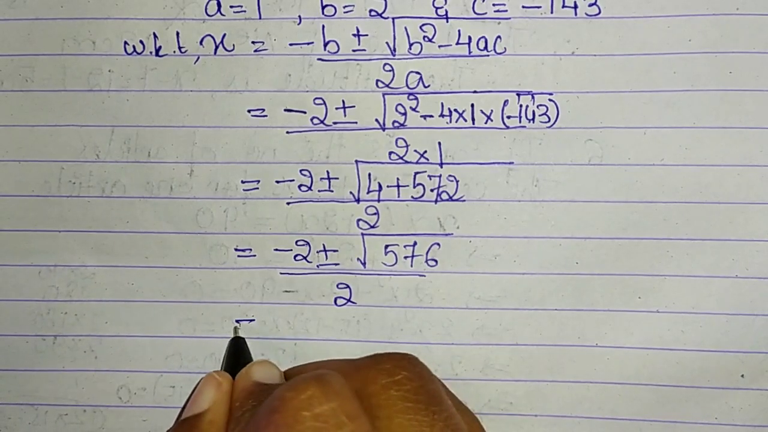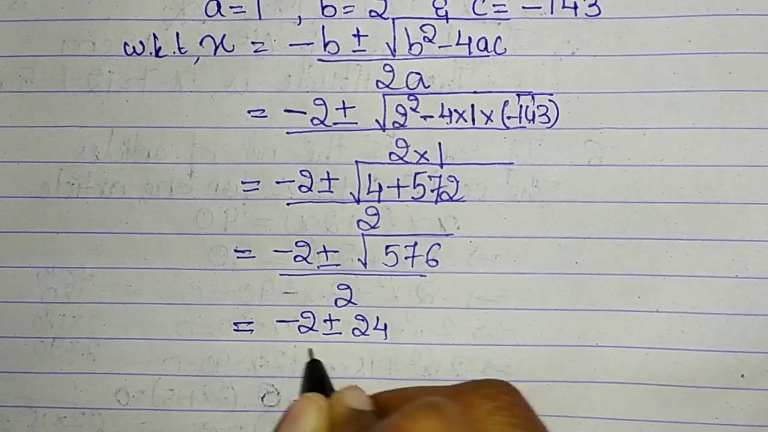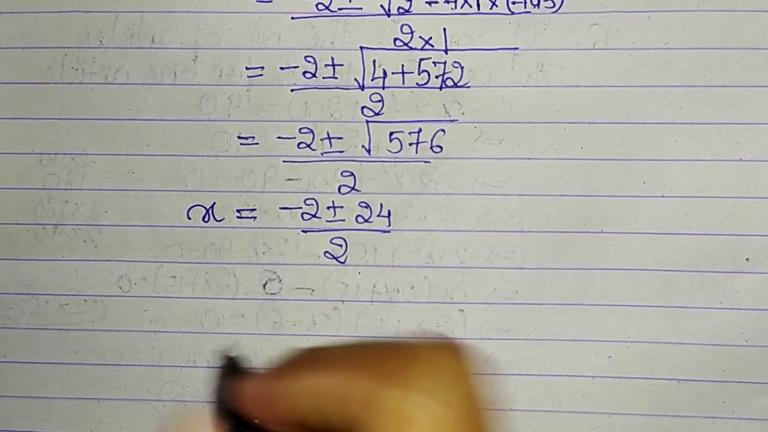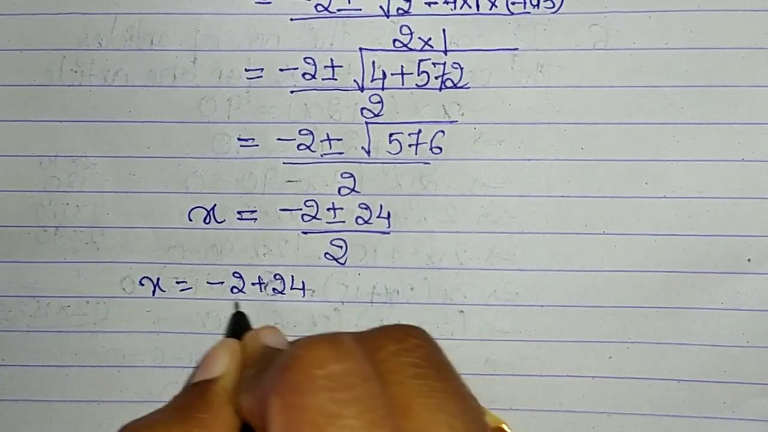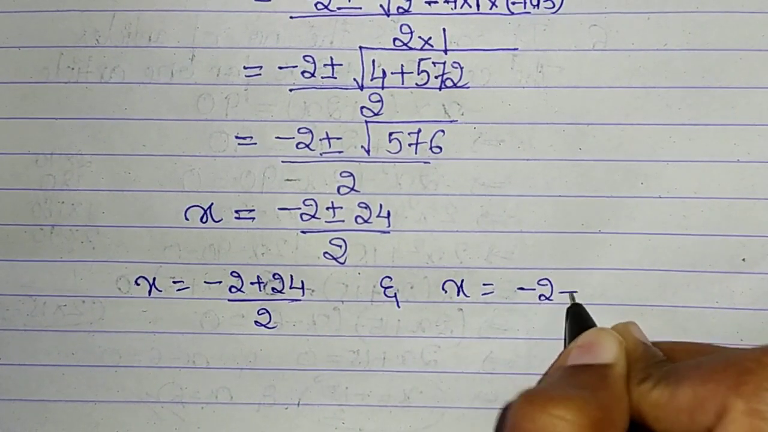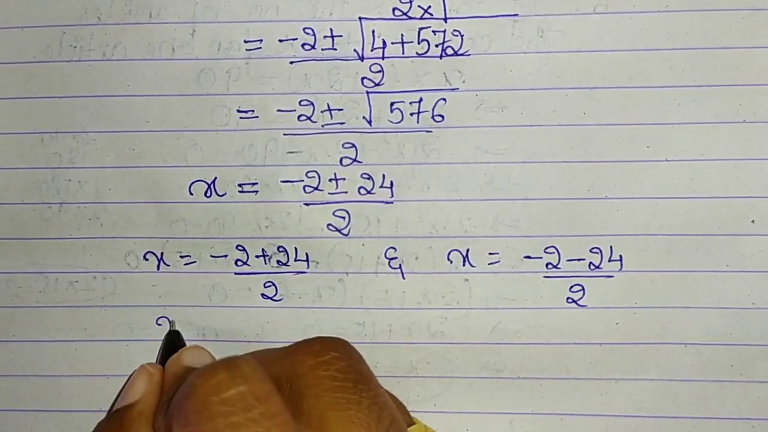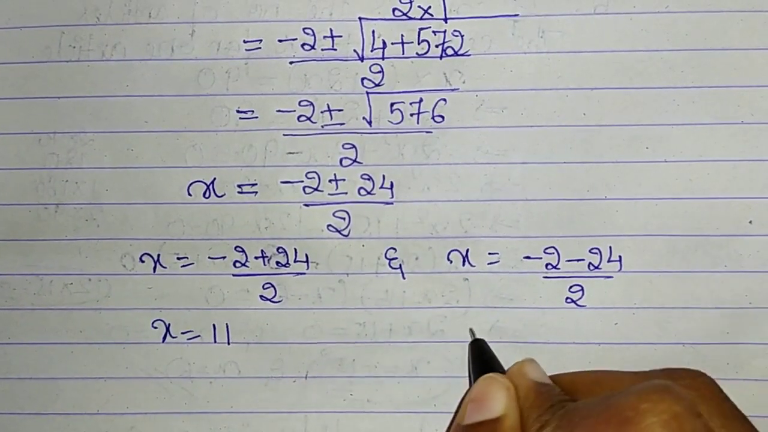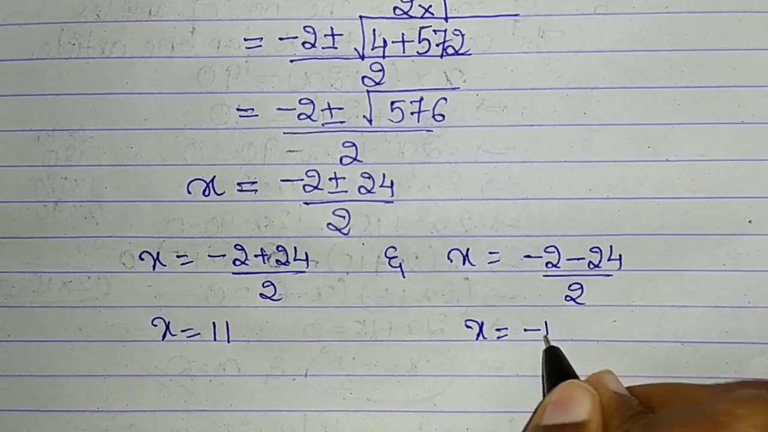So the whole expression will reduce to (-2 ± 24) / 2. Now we got two values for x, that is x = (-2 + 24) / 2 and x = (-2 - 24) / 2. Solving them both, we get x = 22 by 2, x = 11, and x = -26 by 2, x = -13.